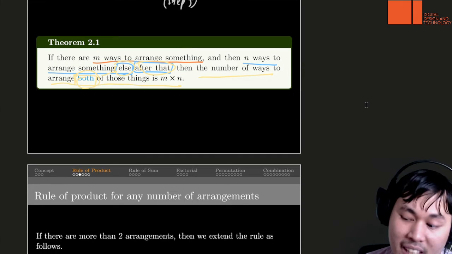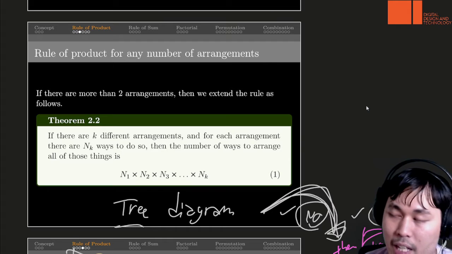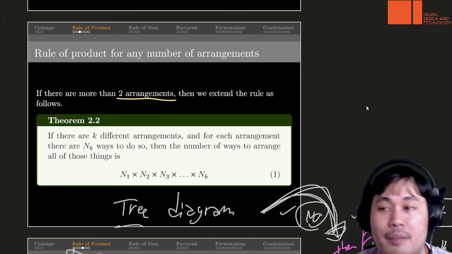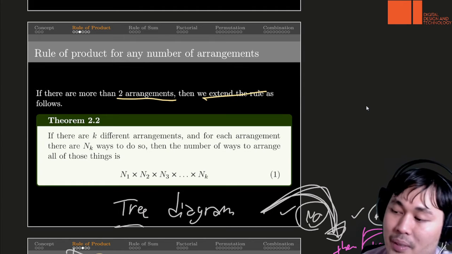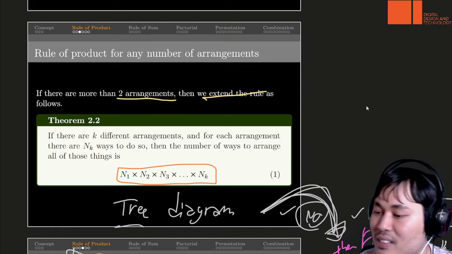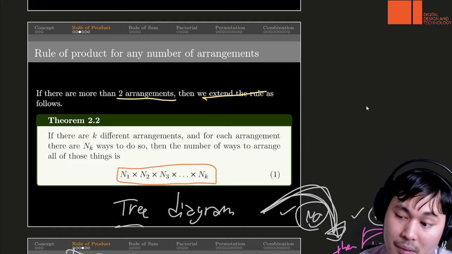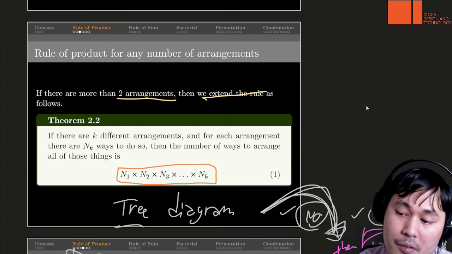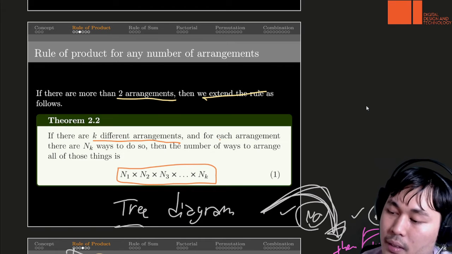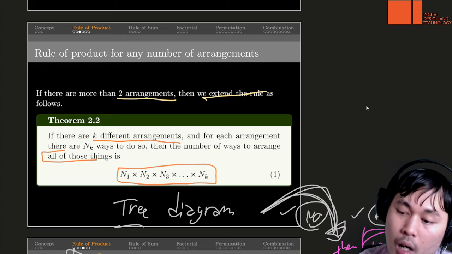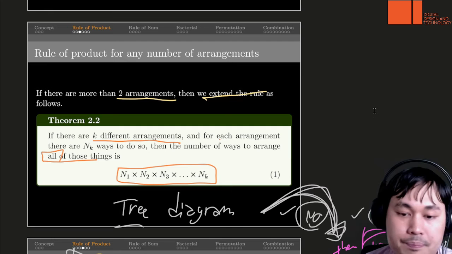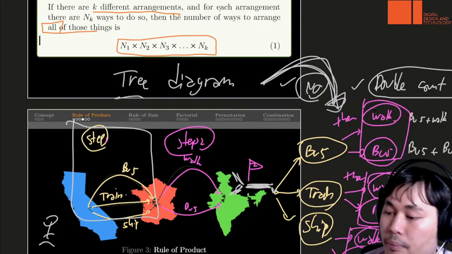Right, and the extension, which is that, oh yeah, what if we don't have two? If there are more than two arrangements to make, maybe 3, 4, 5, 6, or whatever, then we can simply extend the rule and say that you just multiply them all together. Right, but the requirements must still be satisfied. They are all different. Then you do it one way after another, and you have to do all of them. So that's the basic rule of product. So let's take a look at some examples.